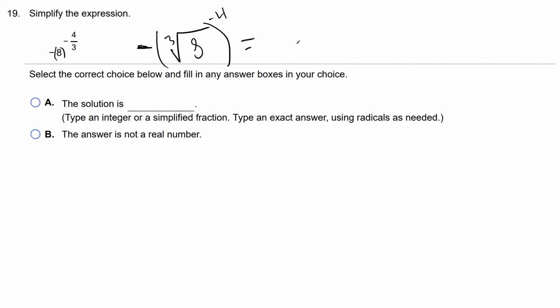Taking that one more step is to say, well, the cube root of 8, that comes out nicely. That's just going to be 2. I'm going to leave that negative in front, outside the parentheses, and I need to raise that to the -4th. Now, if we remember for a moment what negative exponents mean, that actually means we're going to write this as negative.